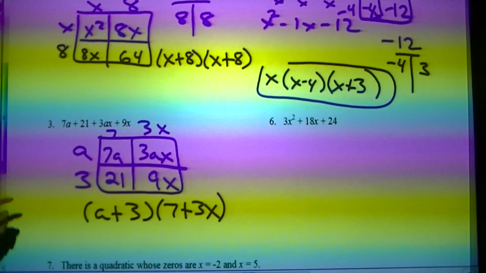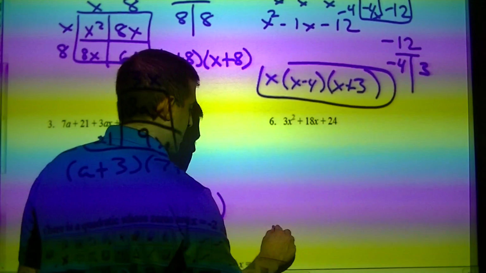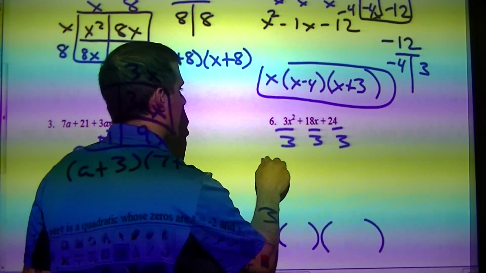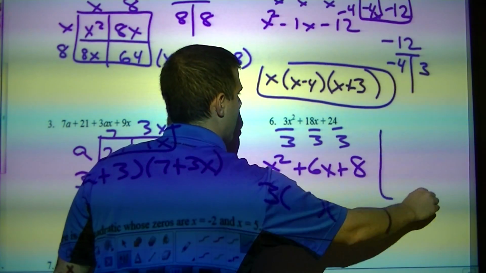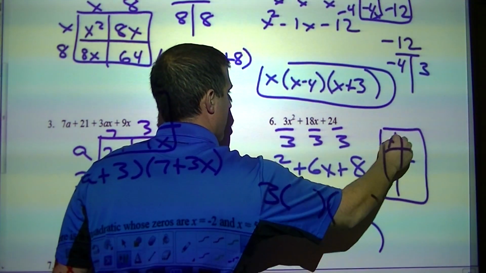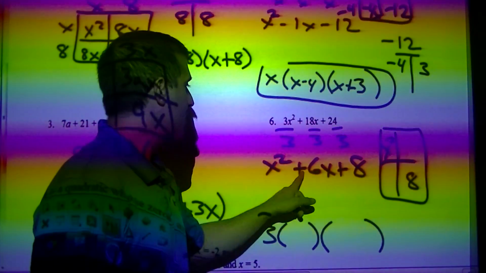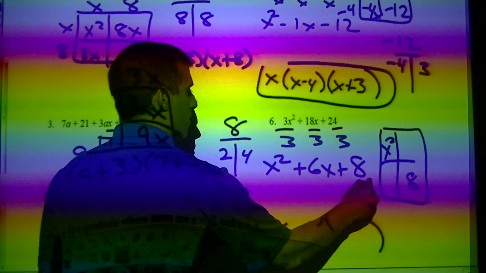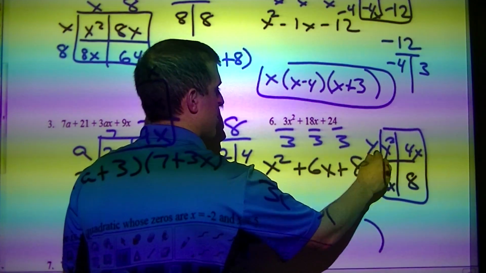Moving on to number 6. No variables, but I can take out a number. I can take out 3. So I'm going to put 3 down here and divide these by 3. I get x squared plus 6x plus 8. Going into my boxes, x squared and 8. I'm looking for factors of 8 that would add up to give me 6. That's 2 and 4, 2x and 4x. I can take out an x, but no other number.